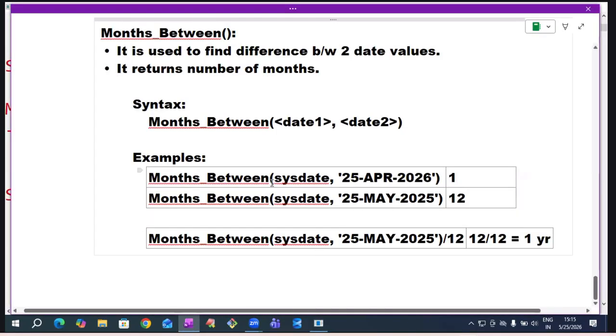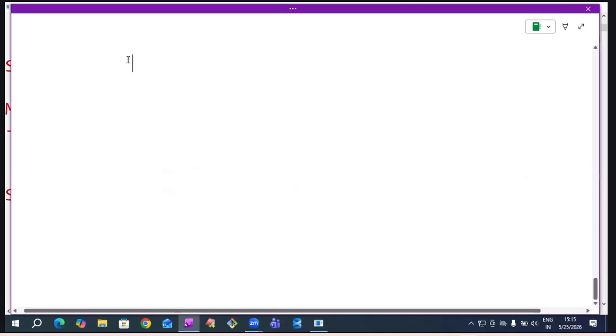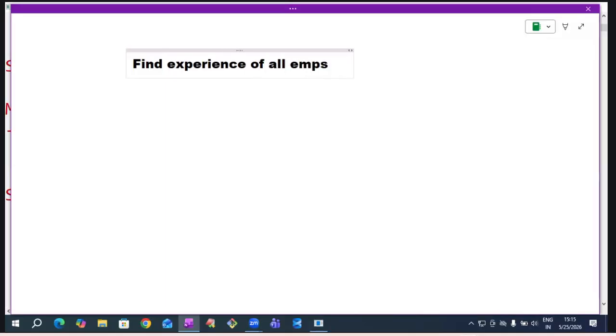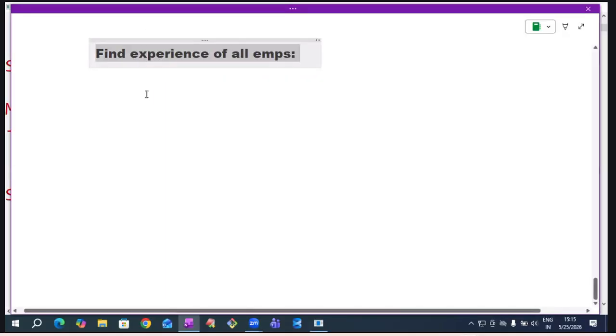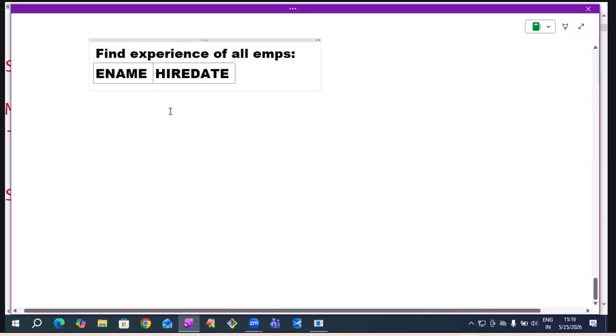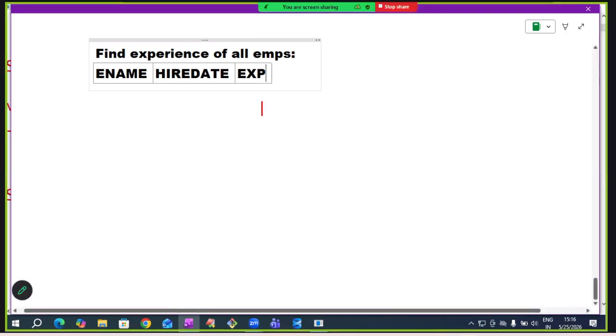That's it. So this is about months between. When is it useful? Suppose the question is like this: find experience of all employees. How to find experience using expressions you already know? Sys date, which means today's date, minus the joining date, the hire date. If you write this much only, we get experience in the form of days.